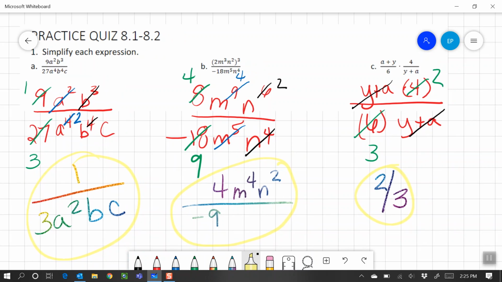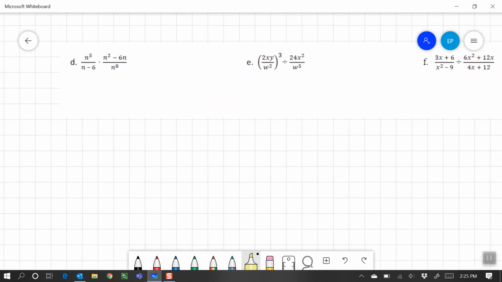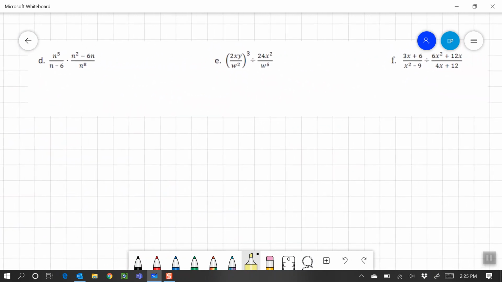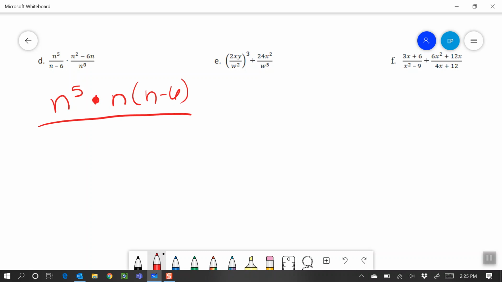Okay, so what I'm going to do is I'm going to move over to the next set of problems. There's some more multiplication, division, simplifying, and everything else. So working on this first one of D. N minus 6, n minus 8. So on the top, I'm going to factor an n out of that. So I'm going to have n to the 5th times n minus 6, all divided by n minus 6 times n to the 8th.